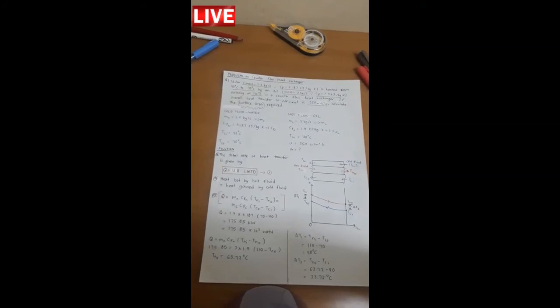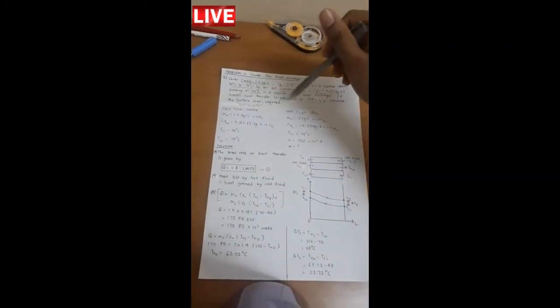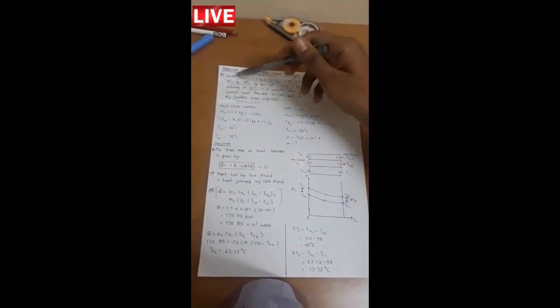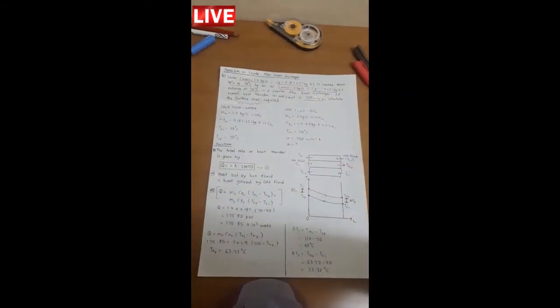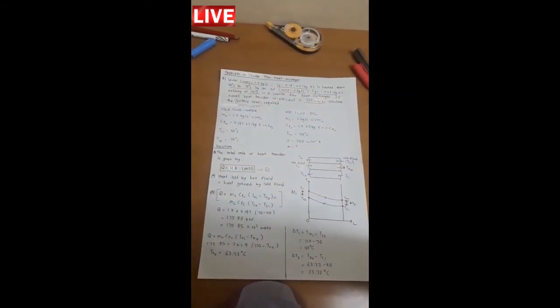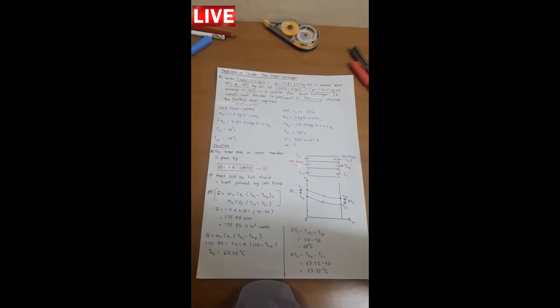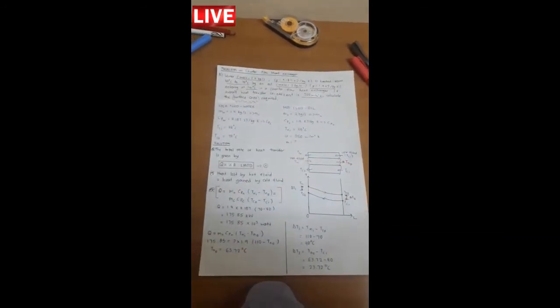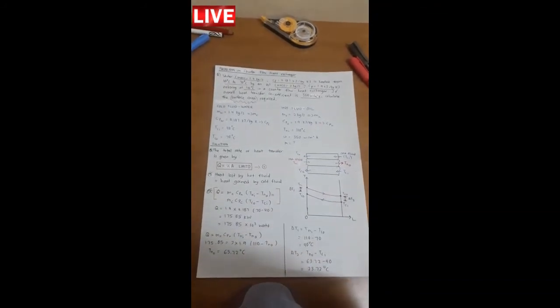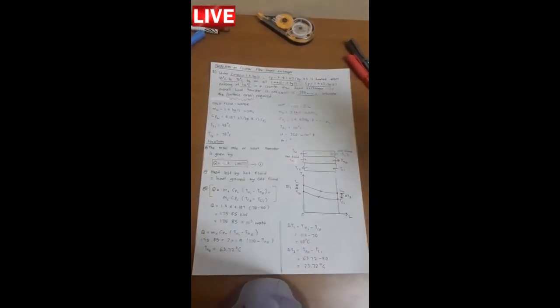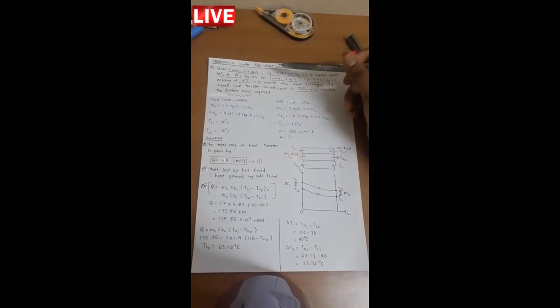Hi everyone, today I would like to explain an example based on a heat exchanger. This is the example question. The water is heated from 40 degrees Celsius to 70 degrees Celsius by an oil entering at 110 degrees Celsius in a counterflow heat exchanger. If the overall heat transfer coefficient is 350, calculate the surface area required. Okay, this is the question.